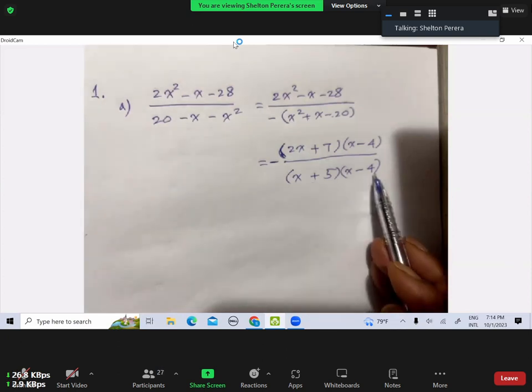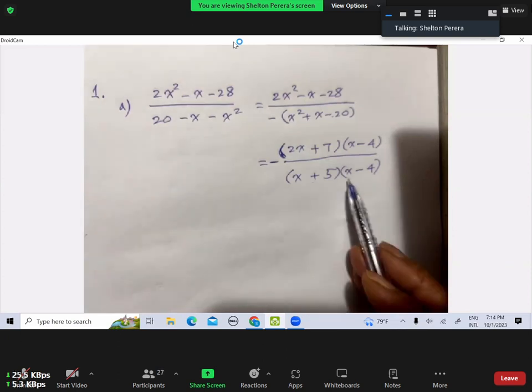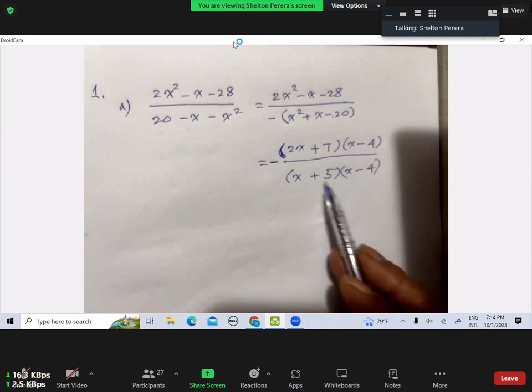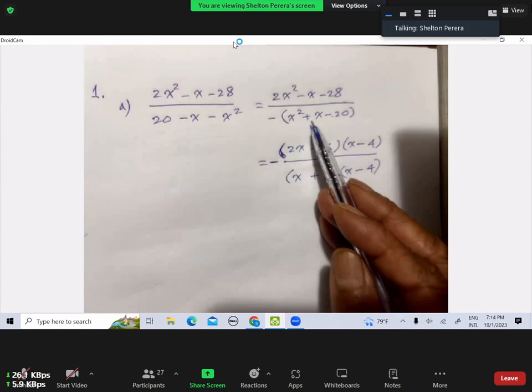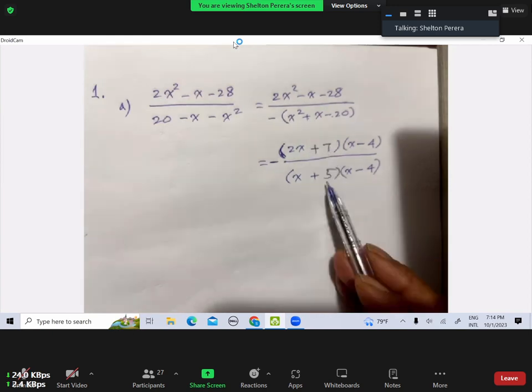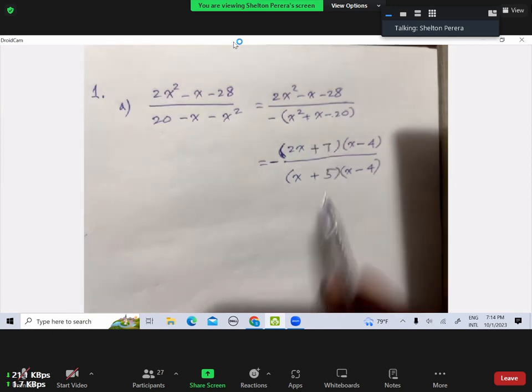For x not equal to 4, because if x is equal to 4, then x minus 4 becomes 0. That is how I got 4. You cannot cancel when x minus 4 is 0. That is when x is equal to 4. Cancellation is possible only for x not equal to 4. That's all about part A.